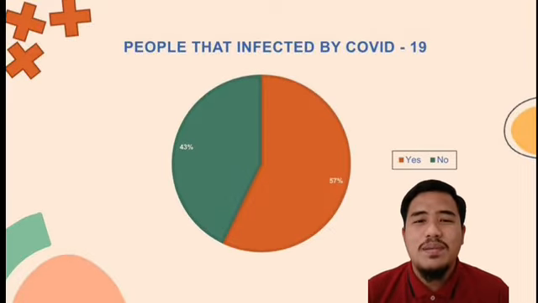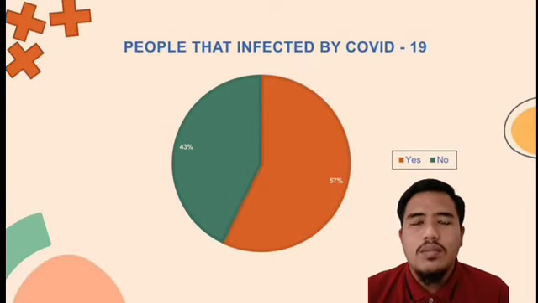After that, we could see the pie chart showing the people affected by COVID-19. From the data, the orange color refers to participants who have been affected by COVID-19 and the green color is those not affected. From the data collected, most participants have been affected by COVID-19. For your information, 57% is the percentage of participants who have been affected and the percentage of participants not affected is 47%. In addition, more than half of the participants have been affected by COVID-19.